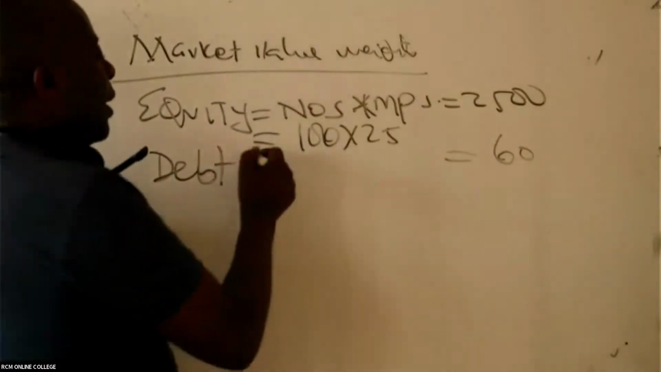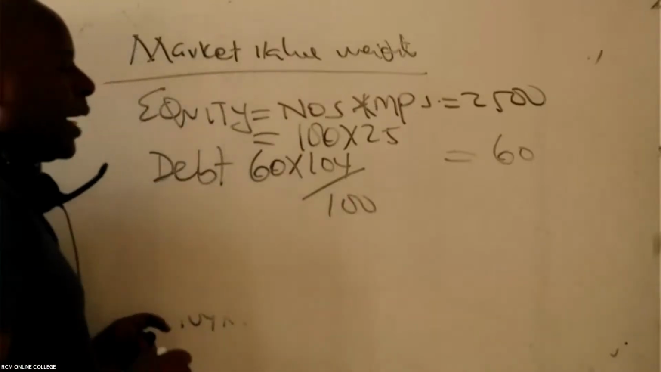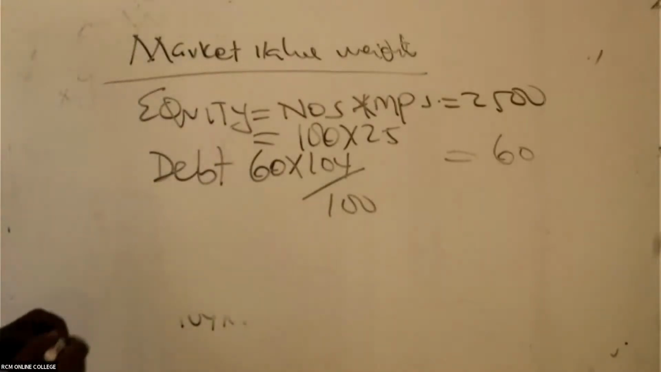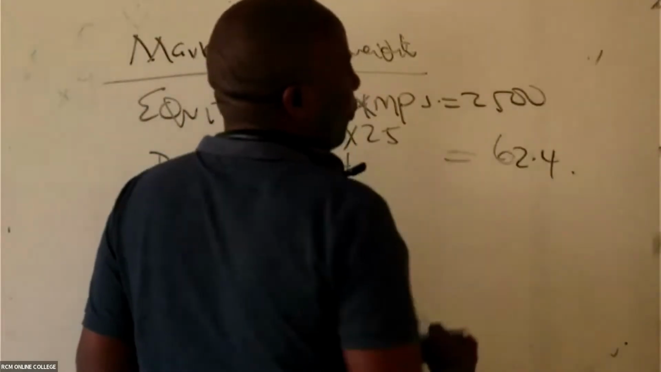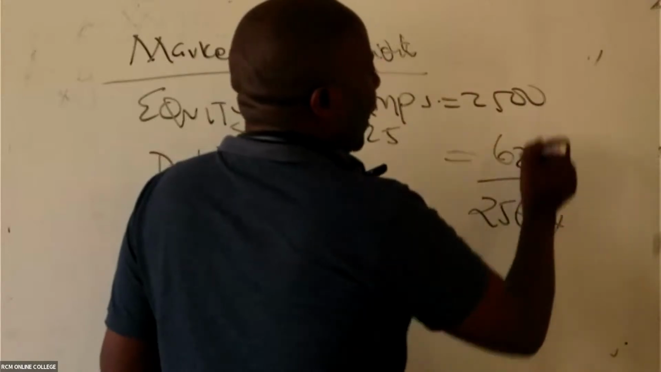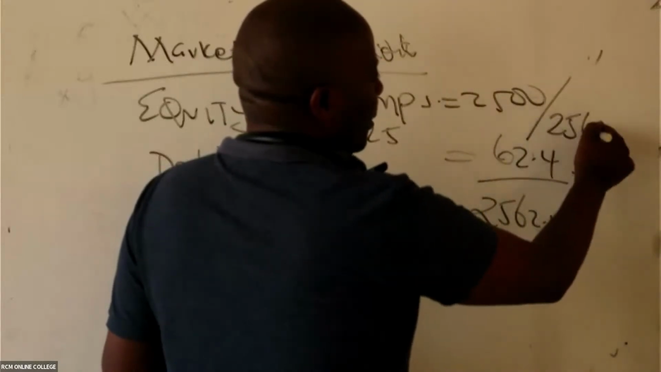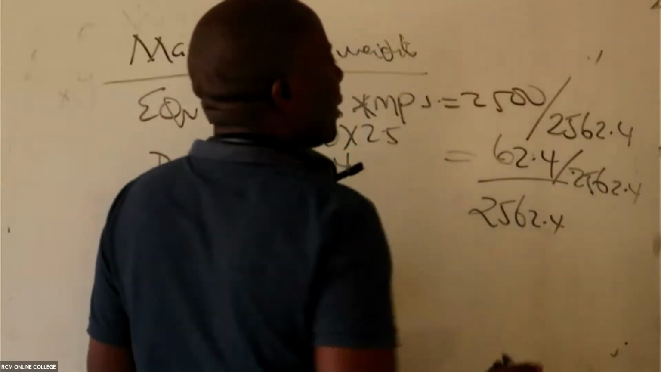But again, they have even given us an idea how we get this market value. It will be 60 times 104 per 100, which gives us 62.4. So now once I have 2500 and 62.4, I can easily change these to weights. So divide these by 2562.4.